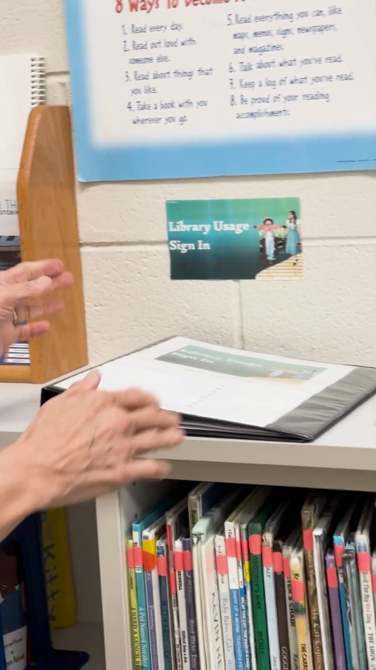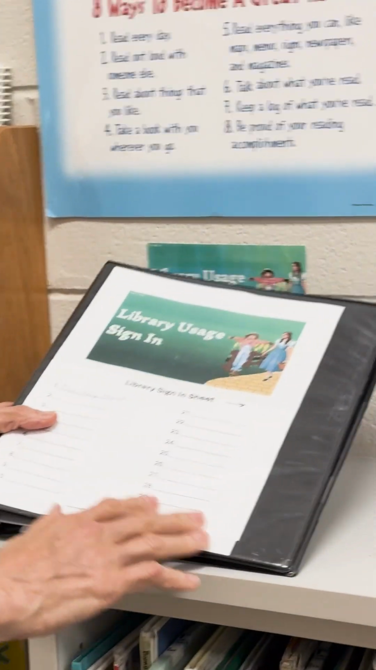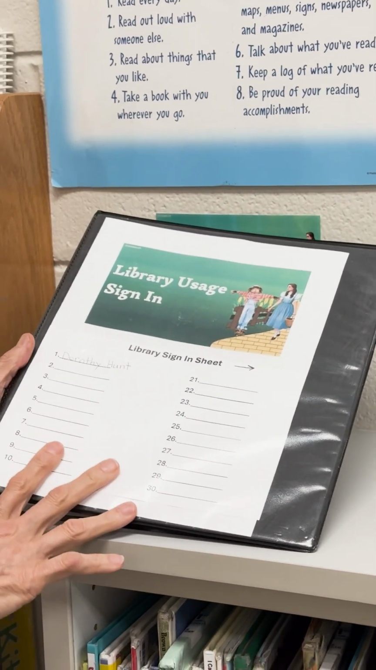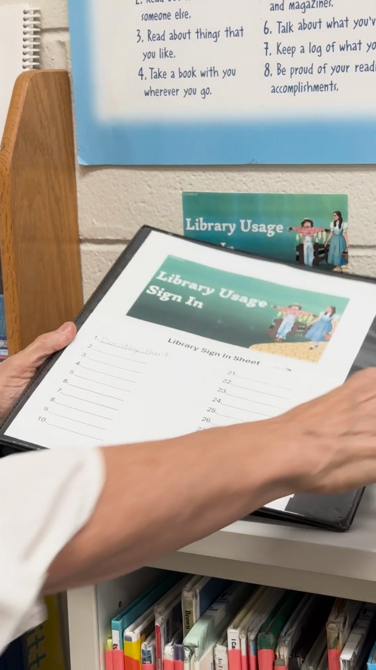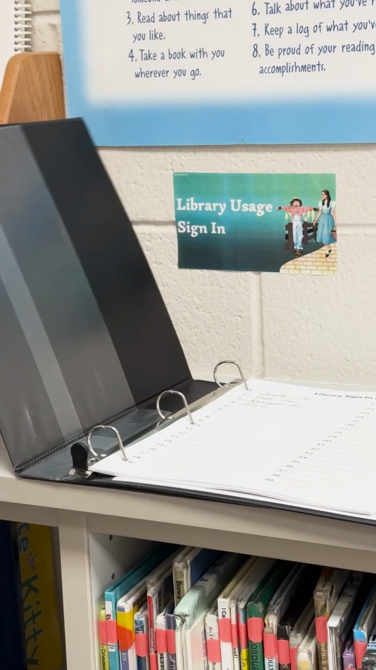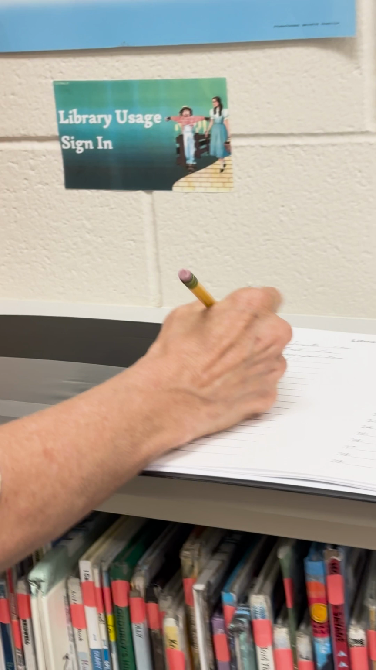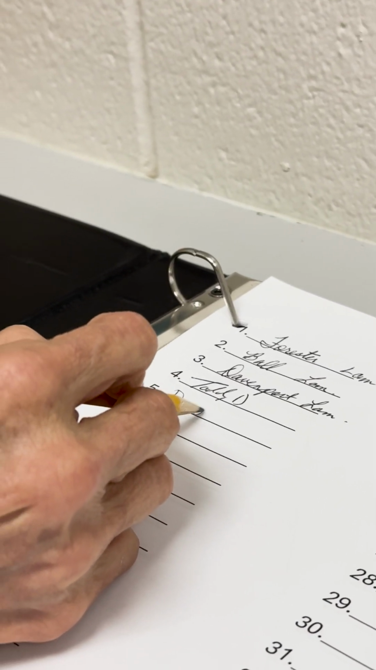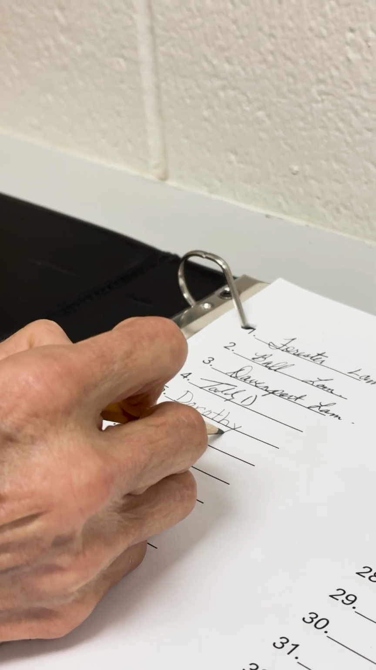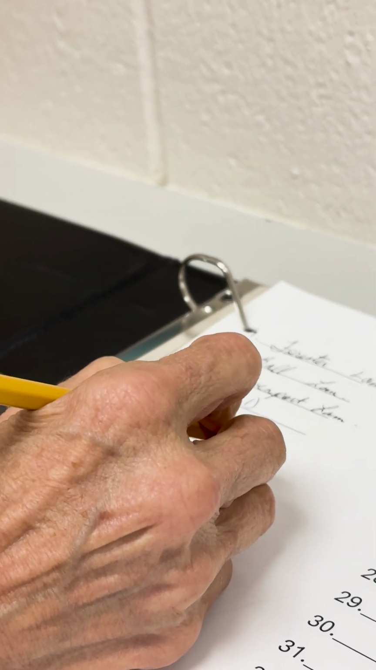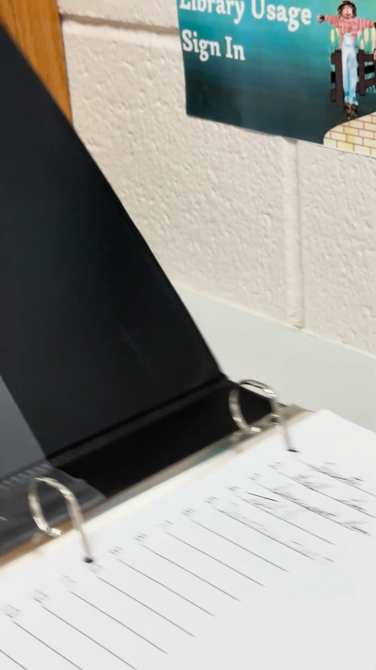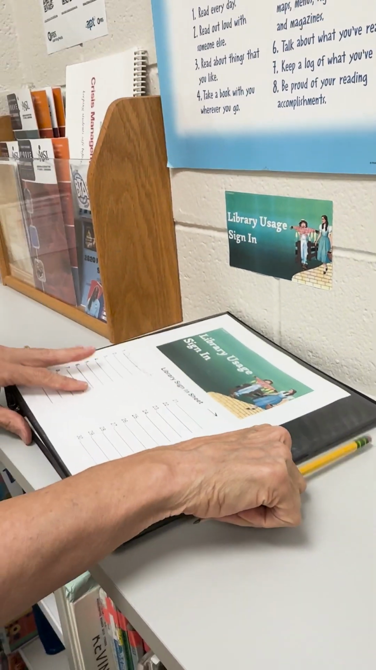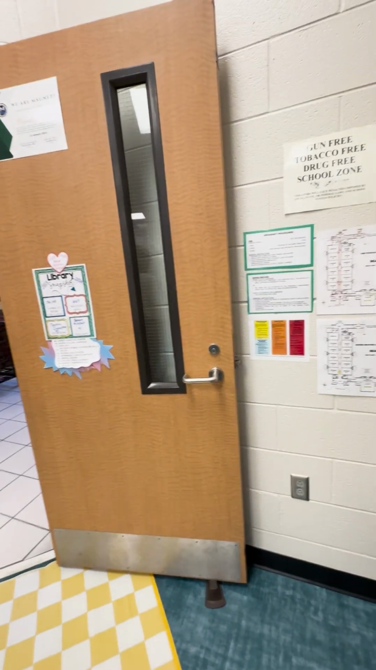When you come in, the first thing you have to do is sign in if you're not coming in with your class. To sign in, you write your name on the line. Just like that. Then you close the book, put the pencil back, and then you come on over here with your book.